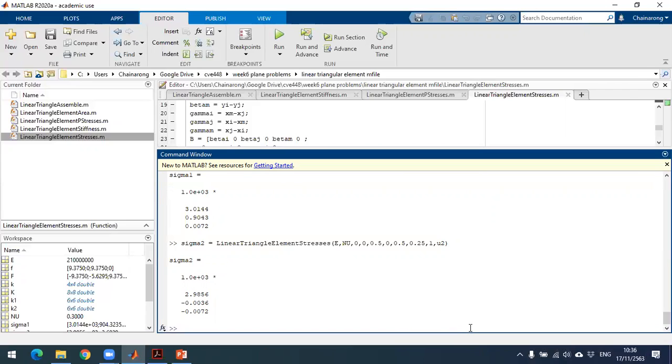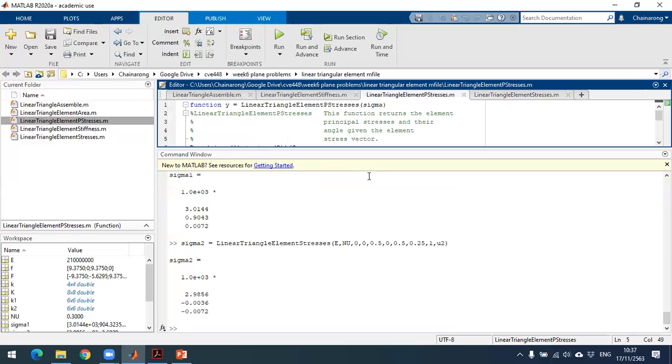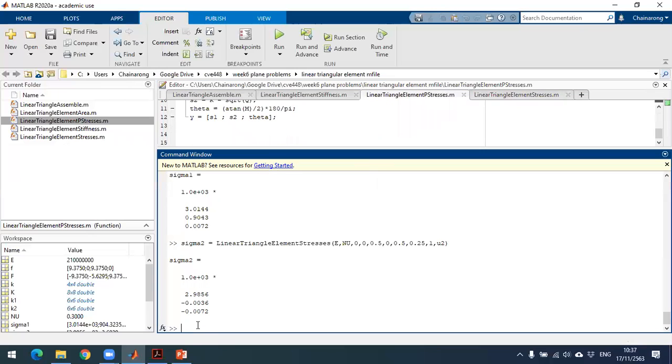After that, if we would like to find the principal stress, you can solve it by yourself. We know that for Mohr's circle, the principal stress is determined from the average stress plus the radius and minus the radius. The radius is determined from the square root of the difference in normal stress over 2, squared, plus the shear stress squared. But we have the M file also, so we just use it.